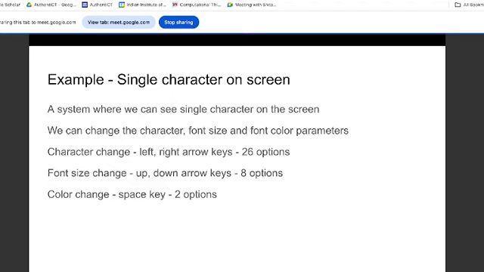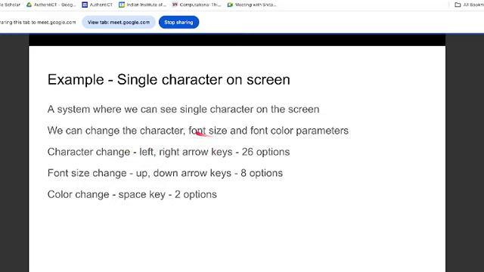Now we will look at the single character on screen example. Imagine that there is a system where we can see a single character on the screen. Let's take for example A. We can change this character A to any alphabet on our keyboard, so there are 26 options. We can change this character with the left or right arrow keys. We don't have to enter the keyboard keys. That is the way we are going to shift it.